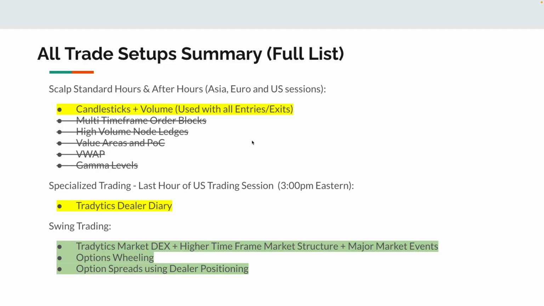So this series, so far, I've covered multi-time frame order blocks, high volume nodes, ledges, value areas, and POC using volume profile, VWAP, gamma levels, and of course using candlesticks and volume for confirmation on entering all of those, which always apply no matter what strategy I use for entries and exits.